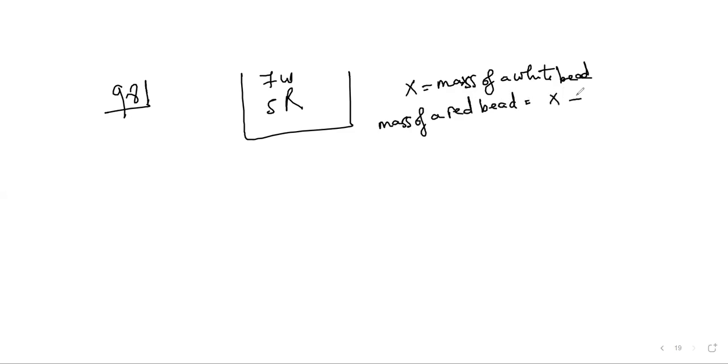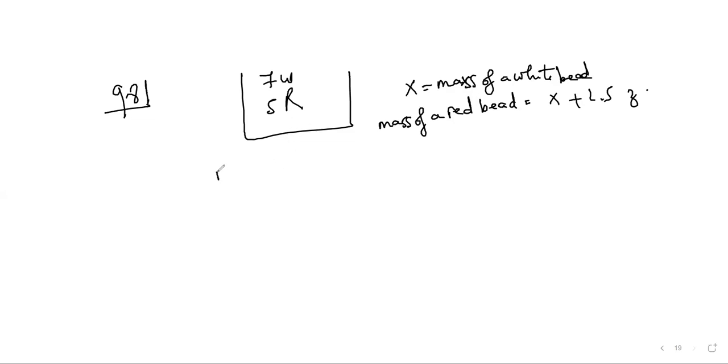So if x is equal to the mass of a white bead, then the mass of the red bead is equal to what? It will be the mass of the white bead plus 2.5. So this is how I will be interpreting the first sentence here. And they said that the total of 12 beads is 14.4 gram.